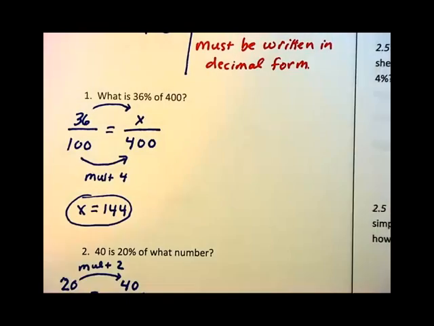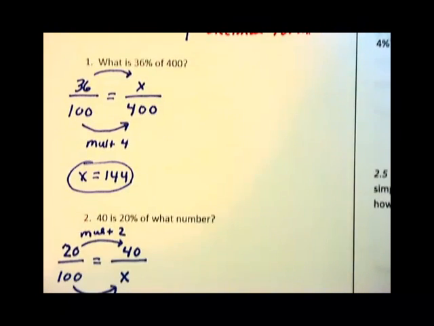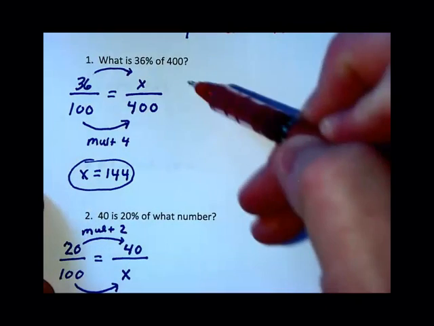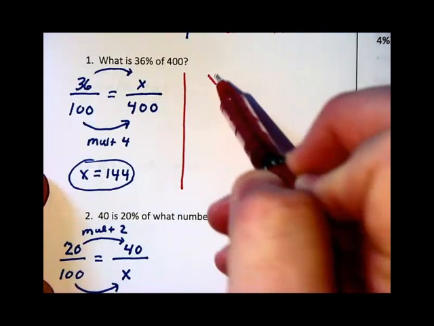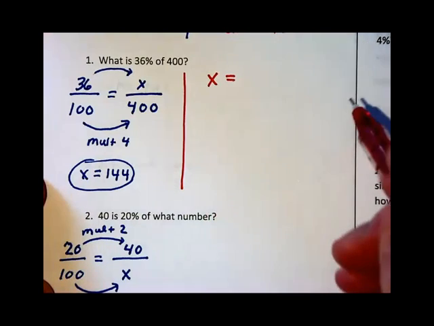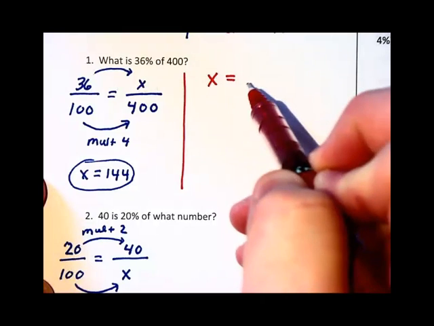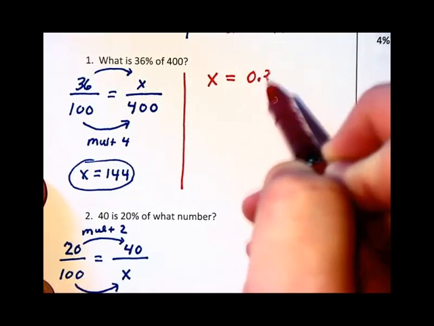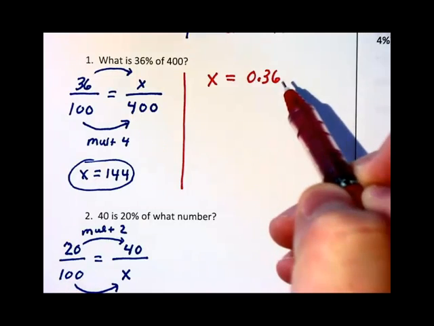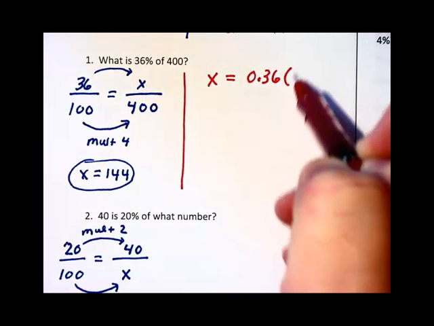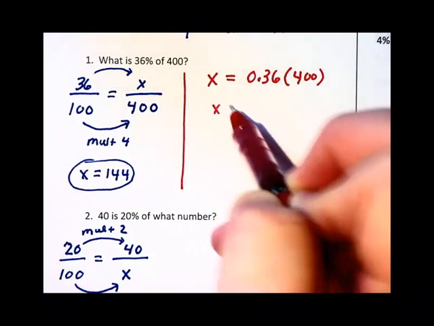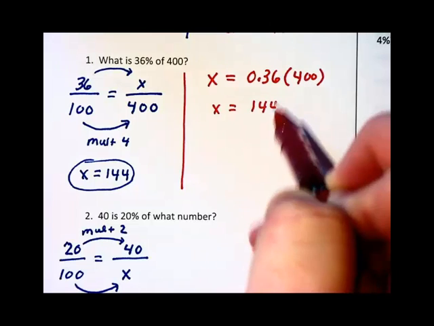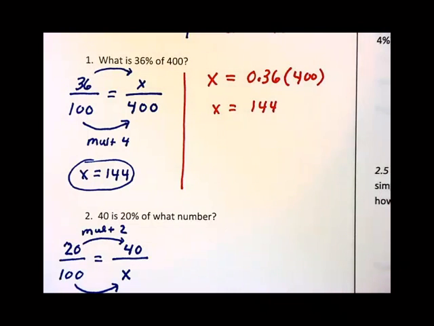Now let's go back up to problem number 1 again and try it with an algebraic approach. What is? I don't know. Must be x. X is 36% needs to be written as a decimal, 0.36, of 400. Of means multiply, so we'd have times 400. Doing the multiplication here, you would get x equals 144. And in this case, that actually was a little bit less work using the algebraic approach.